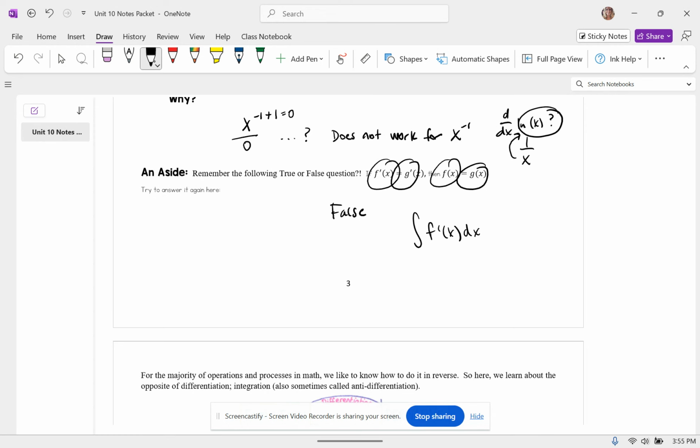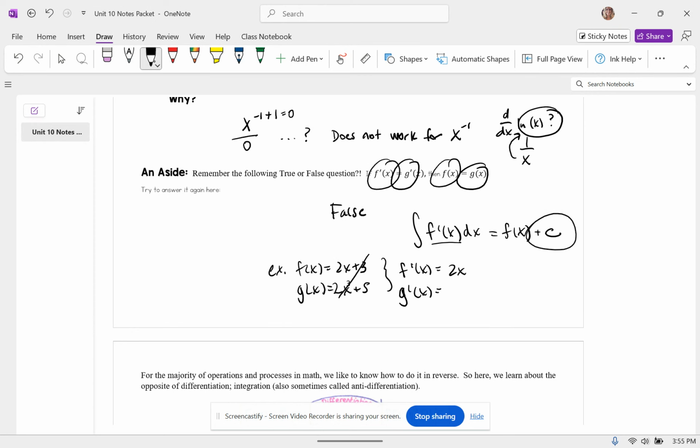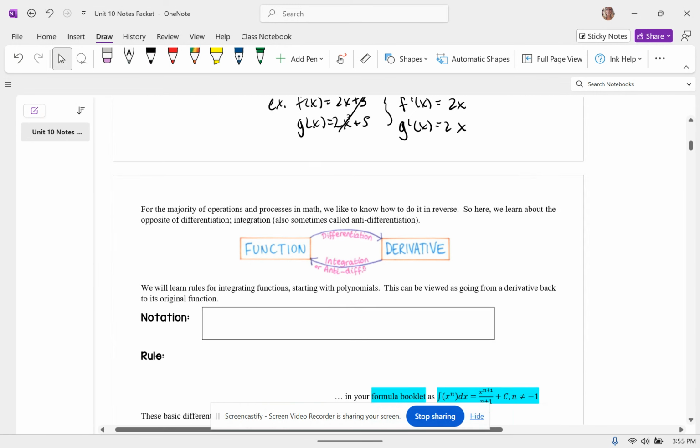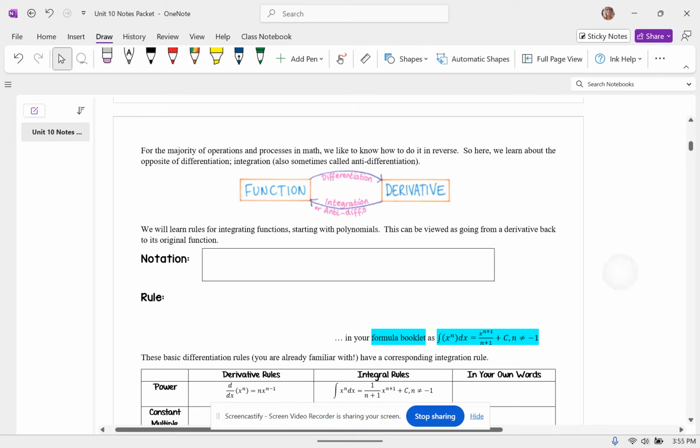Because when you integrate the original function, it becomes something a little different with that plus c, okay? For example, if you have something that looks like this and something that looks like this for g of x, they are not the same, yet both of their derivatives are 2x. So this counterexample proves that this is in fact false. And it's all because of the plus c. So that was a good thought exercise.